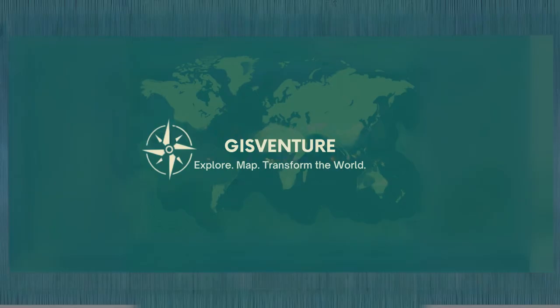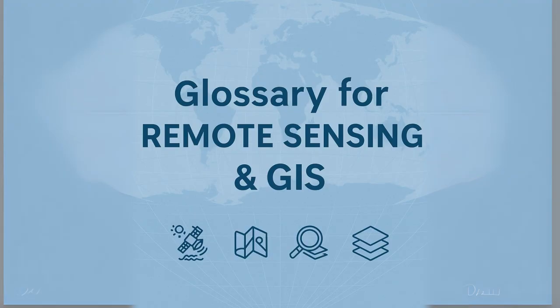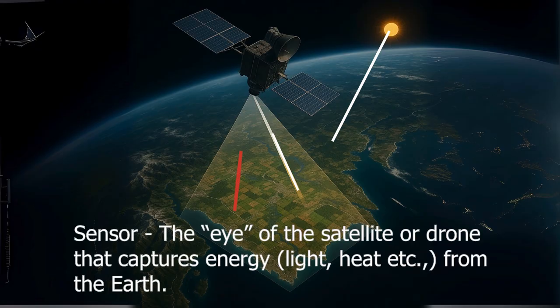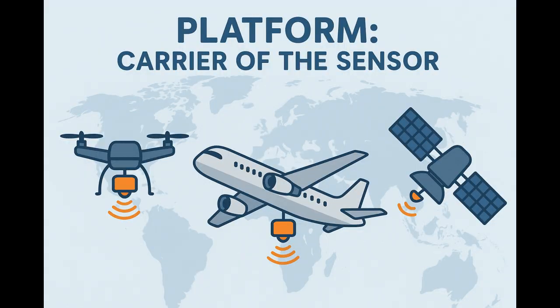Before we dive into our main videos, let's get comfortable with a few important terms you'll hear often. First, what is remote sensing? It's the science of collecting information about the Earth without being there physically, using satellites, drones, aircraft or even handheld instruments. You'll hear words like sensor, which is a camera or an instrument that captures the data. It sits on a platform like a satellite or a drone.